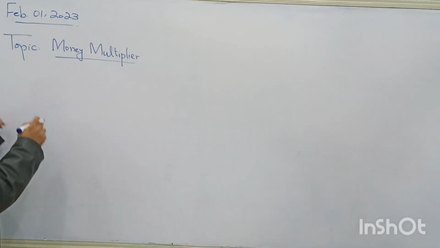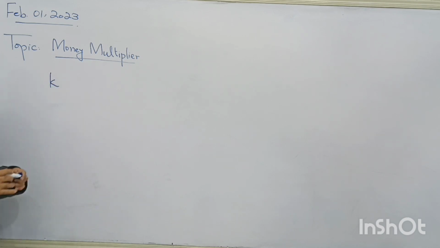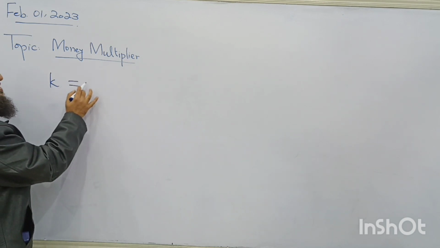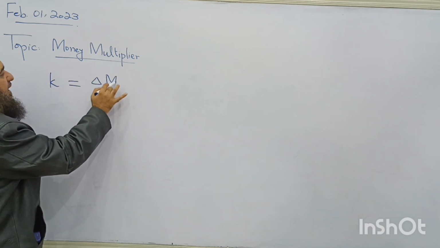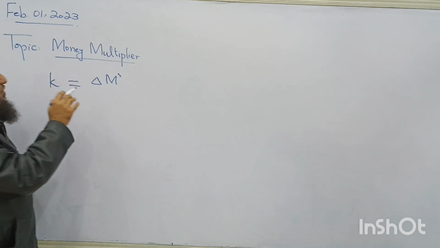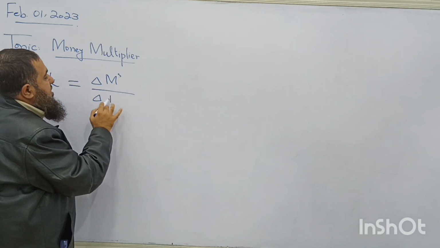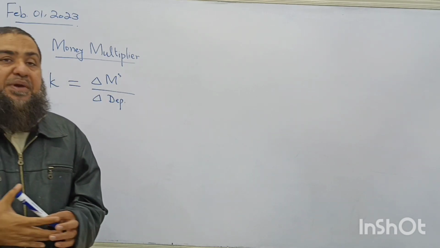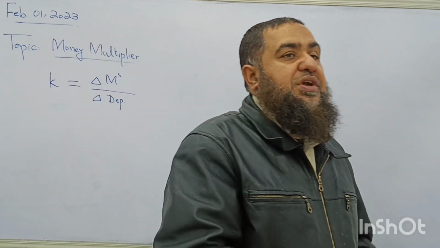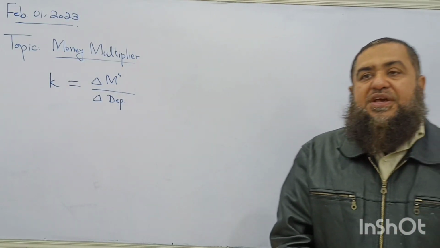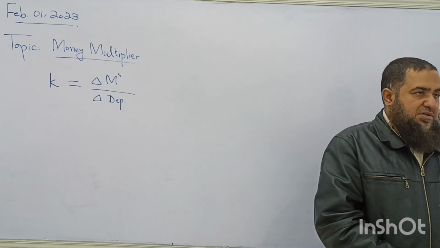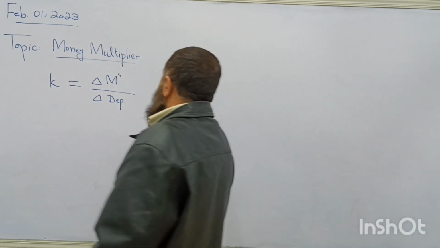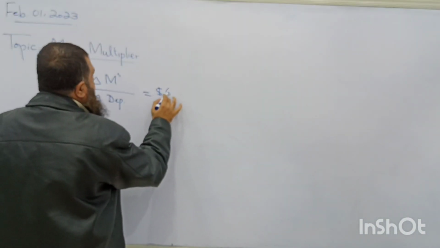So the money multiplier, denoted by K as we did previously, is the change in money supply in the country due to a change in deposits. How are deposits received by the bank and how much is it going to change the money supply? For example, if there is a 100 million deposit with any of the banks, and it is able to change the money supply by 600 million.